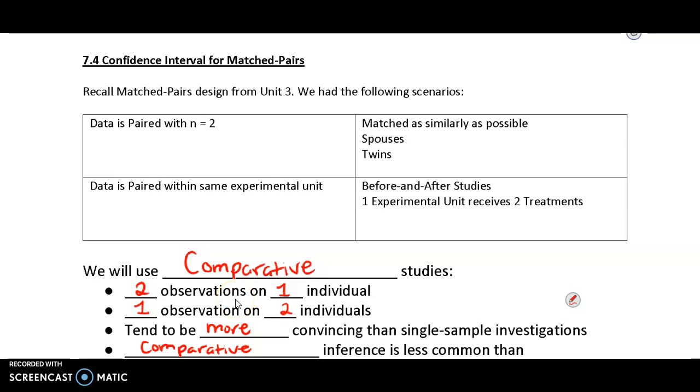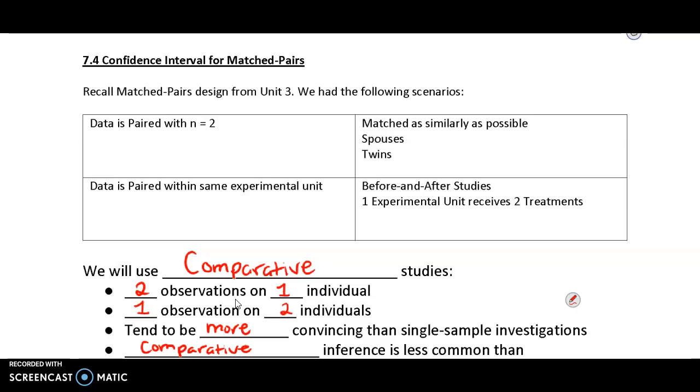Alrighty, so now we are re-entering the realm of matched pairs. Now remember from experimental design that we were looking at three types of designs. We were looking at the completely randomized design. We also looked at a randomized block design, and then we looked at a matched pairs design. Now when using a matched pairs design, we had the following.